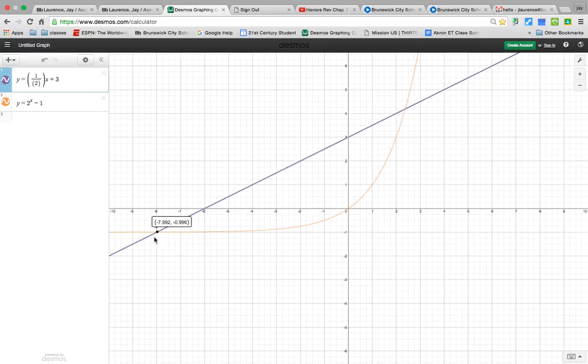Okay, now I'm not sure if this one's exactly right. That one looks spot on. This one looks like it could be off just a little bit. But I can get a close approximation. When you're in Algebra 2, you'll actually take logarithms and find out how to do it.